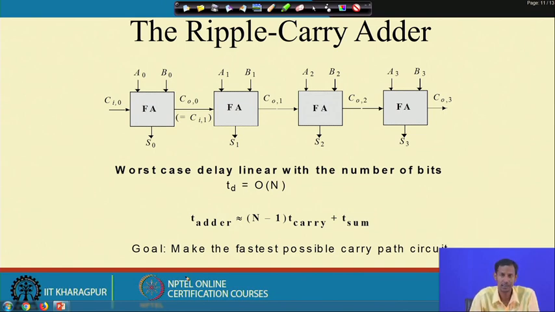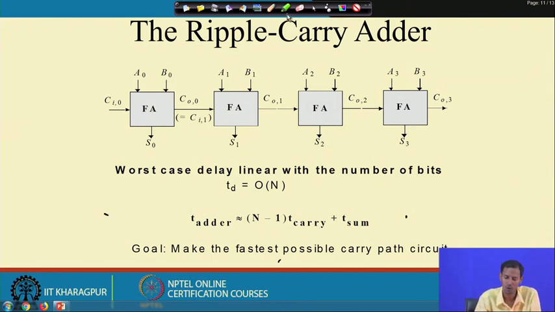Then after seeing this particular problem or challenge, what will be my target? My target will be how I can make this addition operation as fast as possible. What is this carry path? That means the critical path. So, how can I break this particular critical path so that I can improve the operating frequency of this particular circuit? So, that is our intention.